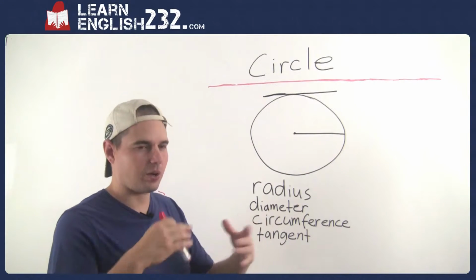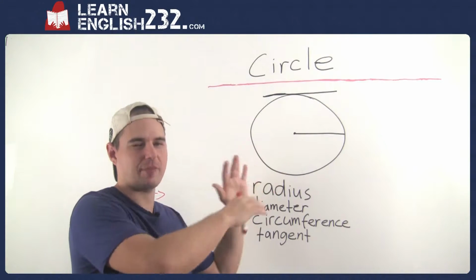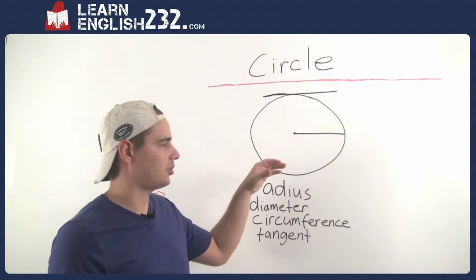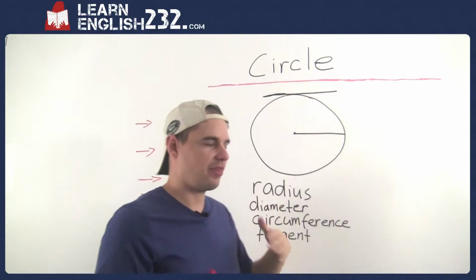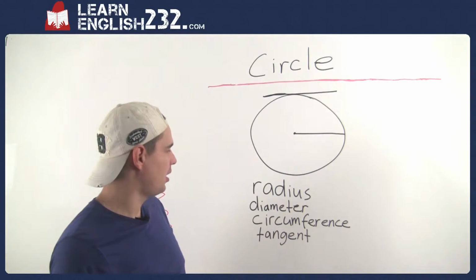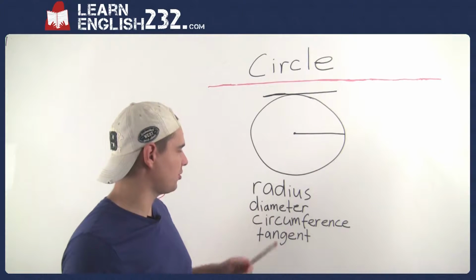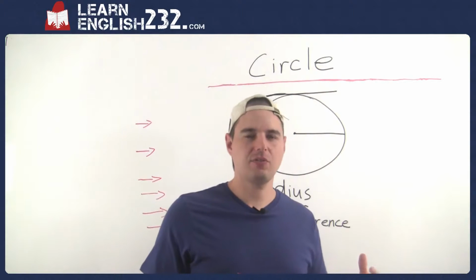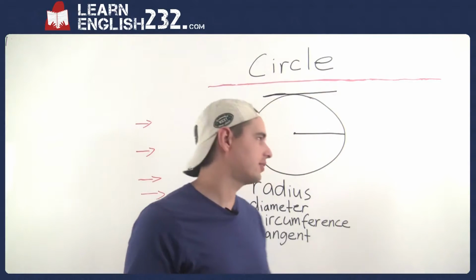They're used not only to describe mathematical stuff, or else I wouldn't teach them. They are used to describe actual things when we're speaking. You're going to hear these words in real life. So the first one, probably the most common and important one, is radius. If you ever hear what a radius is.